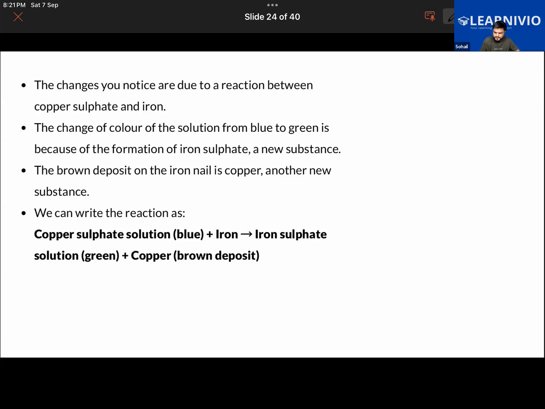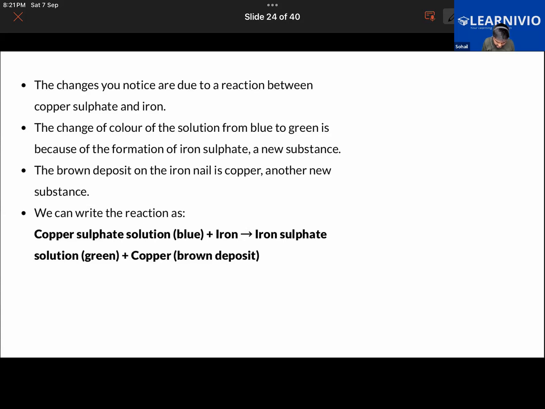Basically, look at the given reaction here. In the reaction, what we observe is that copper sulfate has reacted with the iron to form iron sulfate solution, which is green, and copper is also formed, but the copper deposits over the iron object here. As you can see, just 1 minute, let me turn my camera on.